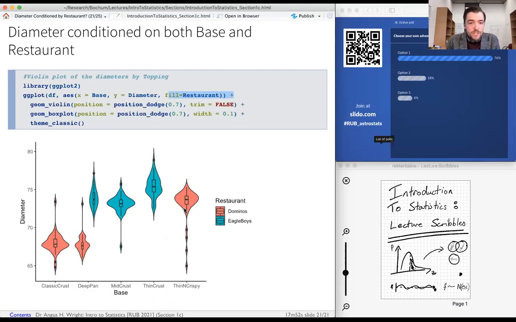So we have arguably all of the information that we could possibly want extracted from the data set. If you were very interested, you could also split this by topping as well, and condition on, for example, base and topping, knowing what you know about the two restaurants. Or you could say there is no circumstance where Domino's gives me a larger pizza than Eagle Boys, given the base, so I'm going to throw away Domino's as an option. Then I'd further identify the link between base and topping and how they correlate. These are all additional things you could do.